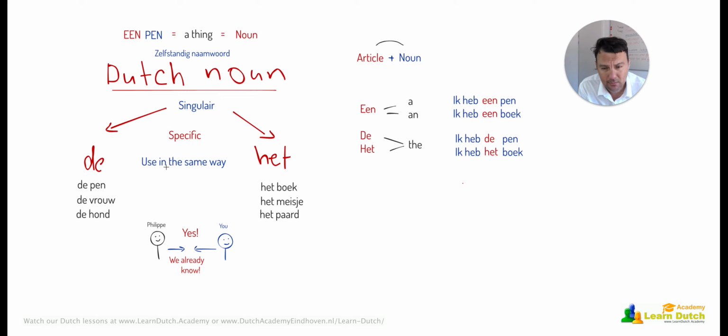What does it mean? It means that you and me both already know what we're talking about. You can say that article and noun are married. Are you married? What does it mean to be married? It means together. They belong to each other. Said together in the sentence.